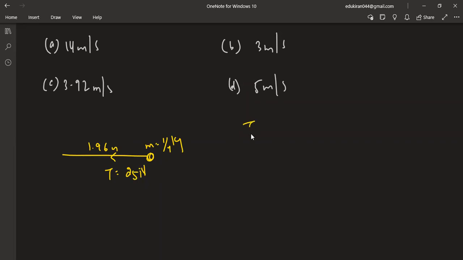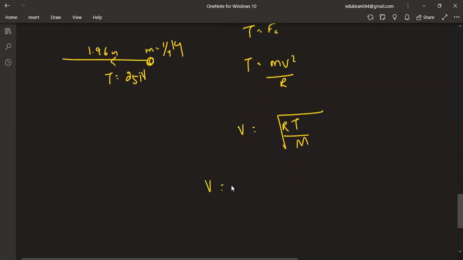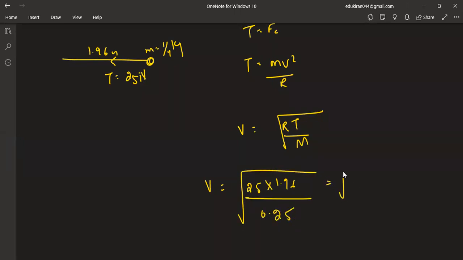So tension is actually providing this necessary centripetal force. So tension will be mv square by r. Use this relation. Now what will be velocity from here? Under root RT by m. Just use this formula, you will get your answer. 25 into 1.96 by mass is 0.25. When you solve this, this will come out to be 196. So root 196 will be 14 meter per second. And tension at highest point is 0, lowest point is maximum. Note it down, those who have it.